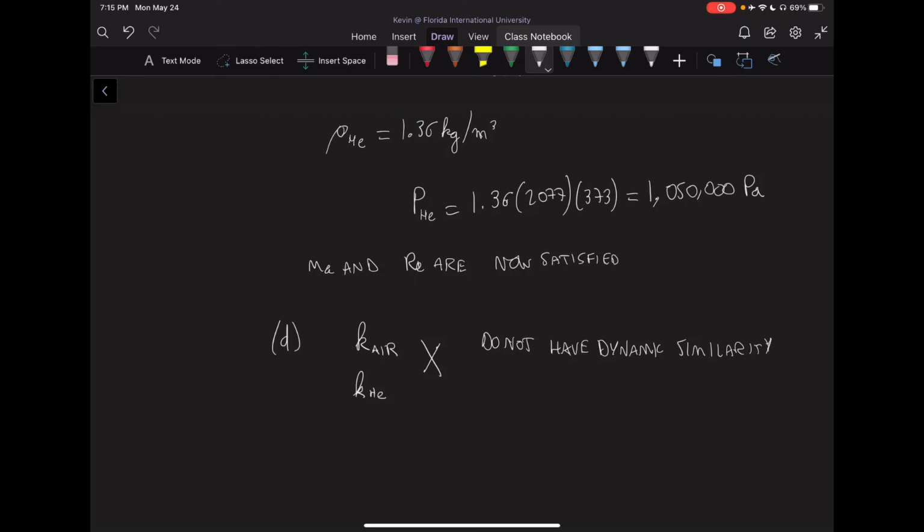If we go even further than this, in order to get dynamic similarity, we would have to use air for both systems. So we would have to change helium to air and then figure out what pressure of air would be needed in order to have our Mach and Reynolds now satisfied. So this was problem 5.9. You can look at the solution in your book. Your solution in your book is a little bit shorter, but can help you look at the problem in a little bit of a different way as well.